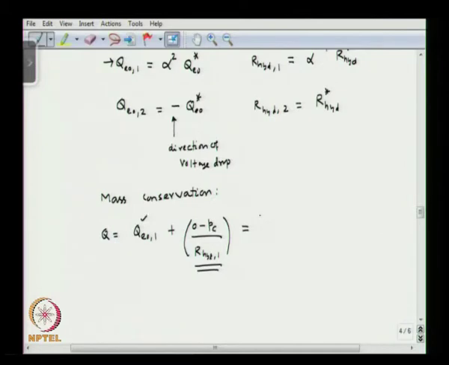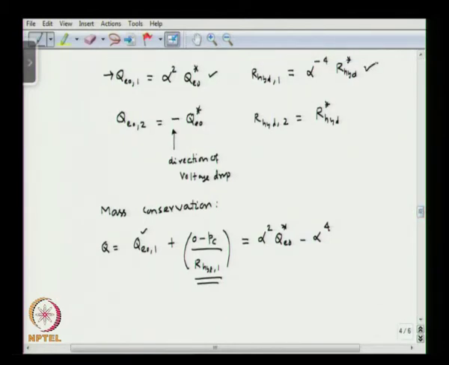So, this is going to be alpha square Q_EO star, as you can see from here, this will be minus alpha to the power 4 because the hydraulic resistance expression is here. So, that we substitute there. So, this will be minus alpha 4 into PC divided by R hydraulic star. Okay. So, this is one equation, equation 1.